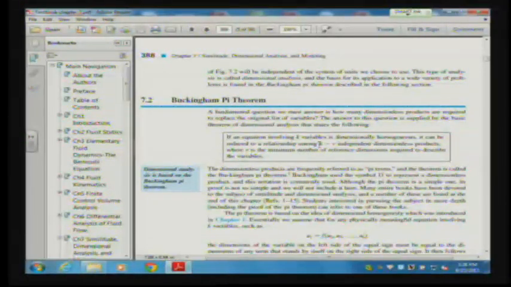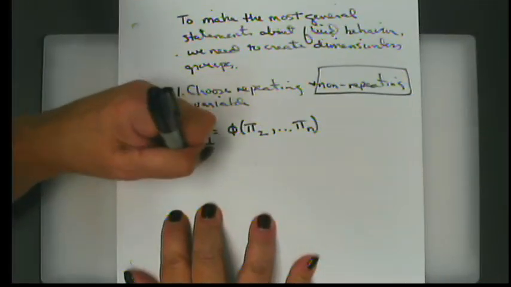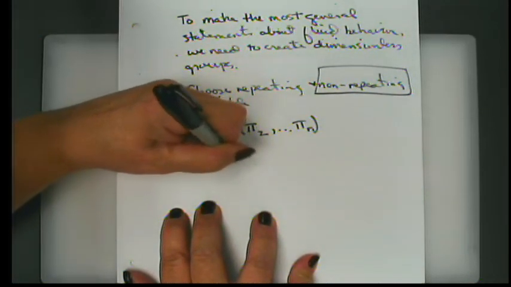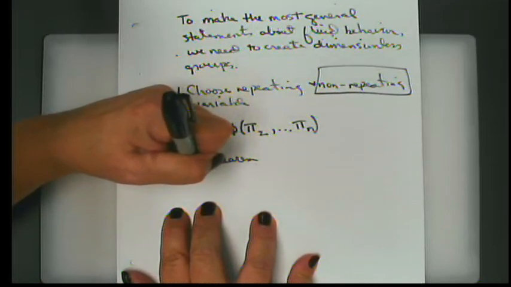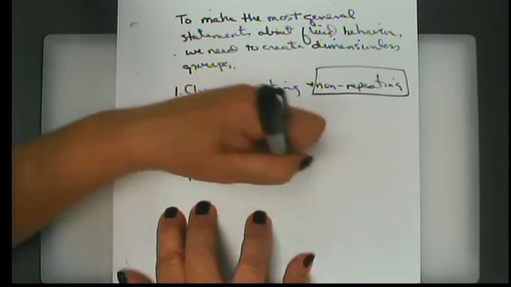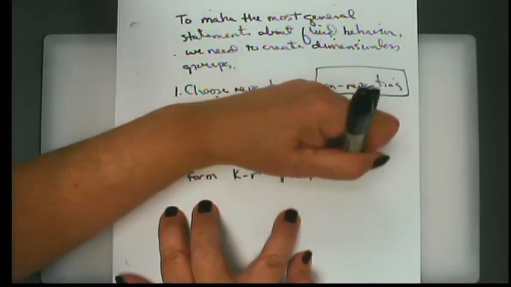Okay, so basically, k is the number of variables which you'll be given, and r is the number of reference dimensions. So in Buckingham pi theorem, you need to form k minus r groups. And those groups are called pi groups.